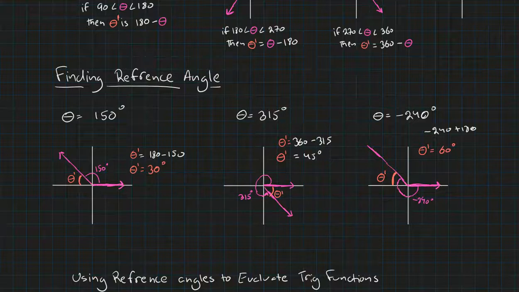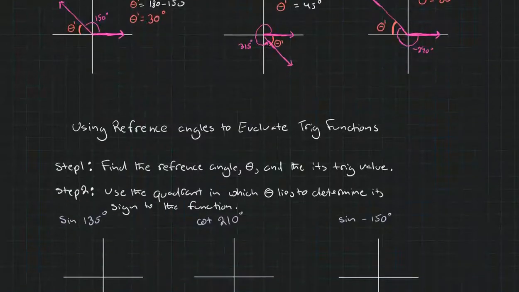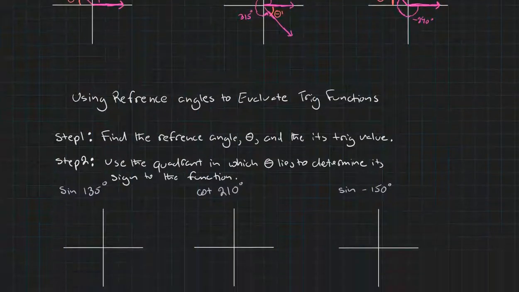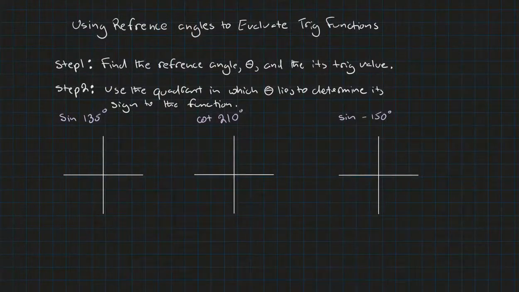So let's say, for example, you end up seeing a problem like this, where maybe I should have used the same angles, but you know what? We'll just get more practice in finding these reference angles. So using reference angles to evaluate trig functions, how exactly can we do that? Well, if you have a problem telling you, go find sine of 135, what is the cotangent of 210, or what is the sine of negative 150 degrees.